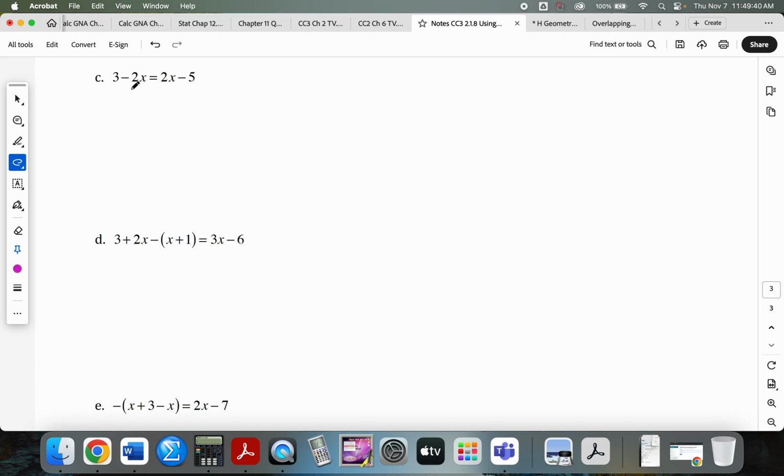So I've got these negative 2x tiles. I'd like to have nothing but positive x tiles. I don't know about you, but I'm better with positive numbers than I am with negative numbers. So I'm going to add 2x tiles to both sides. Then I've got these 5 negative unit tiles on the right. How do I get rid of them? Add 5.